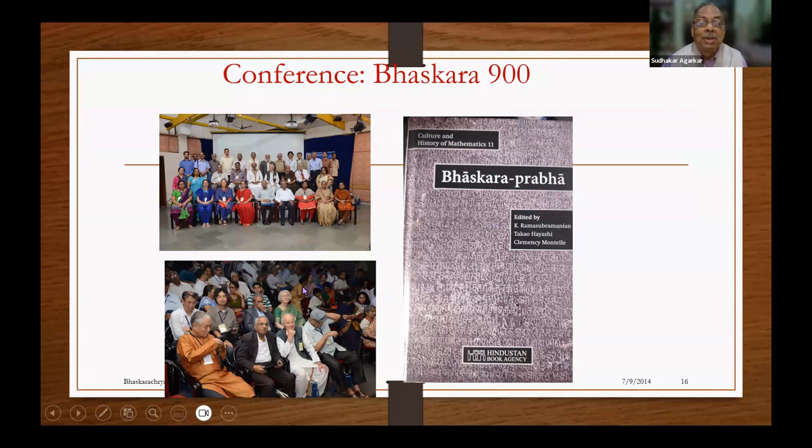You can see people from different countries. Even though they are wearing saris, they are from New Zealand, from America, and from various countries. This was a very great conference. So the papers presented in this conference have been edited and put together in a book called Bhaskara Prabha. And this has been edited by Professor Ramasubramaniam of IIT, Takao Hayashi of Japan, and Clemency Montelle of New Zealand. So this is available at Hindustan Book Agency.